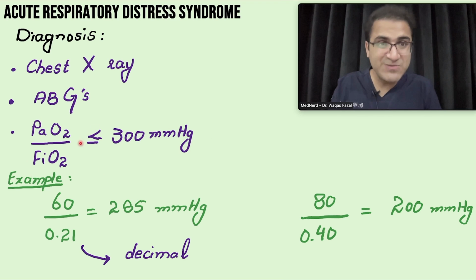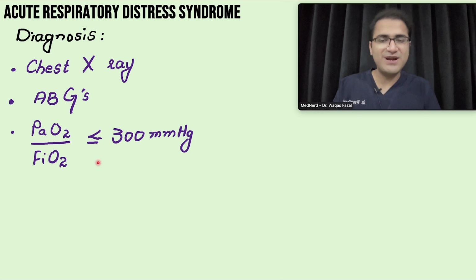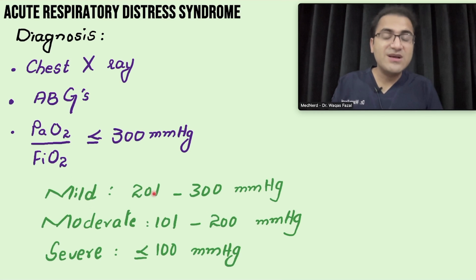Why is this fraction important? This fraction is important because this will tell you the severity of ARDS. If the patient is having this ratio from 201 to 300 mm of Hg, then it is mild ARDS. If the ratio is from 101 to 200 mm of Hg, it is moderate ARDS.